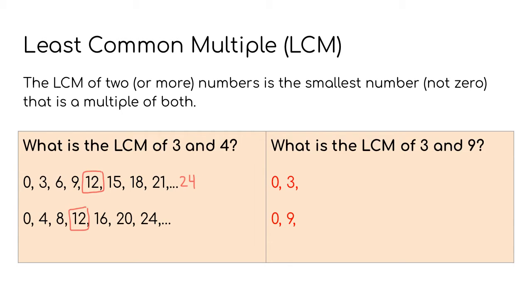Okay, so we have 0, 3, 6, 9, 12, and so on. And then for 9, we'll have 0, 9, 18, 27, 36. So we want to figure out which numbers are the least common multiple. So the smallest number for both of these lists. So the smallest number that is the common one is 9. So that is the least common multiple of 3 and 9.